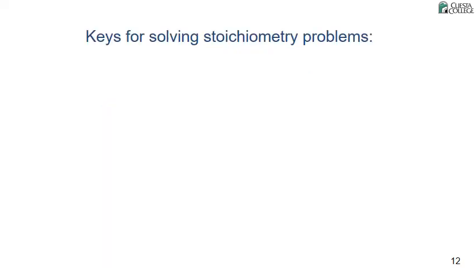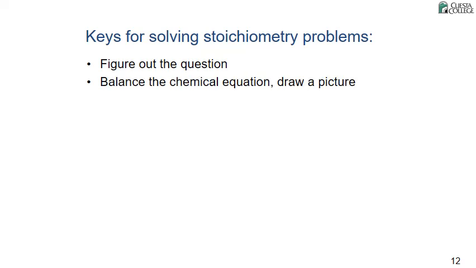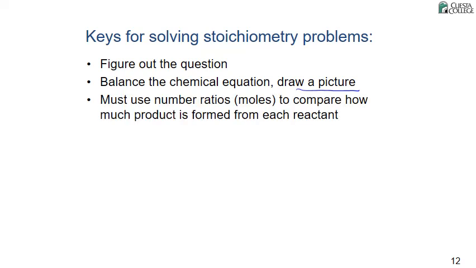Here are some tips for solving stoichiometry problems. Make sure you figure out what the question is. Read it a couple times, make a note. I'm looking for mass of something, or moles of something else. Always make sure you have a balanced chemical equation. Sometimes it helps to draw a picture too. If the particular problem is kind of complicated, with lots of moving parts, draw a little sketch or a diagram to show what happens from part A to part B to part C. You have to use the number ratios, the stoichiometric ratios from the balanced chemical equation, to compare a product to a reactant or any other thing. But make sure you use number ratios, moles, not mass ratios.